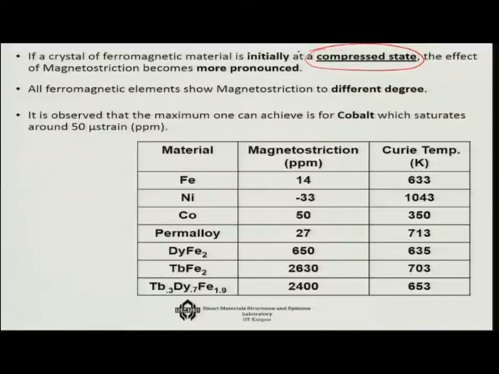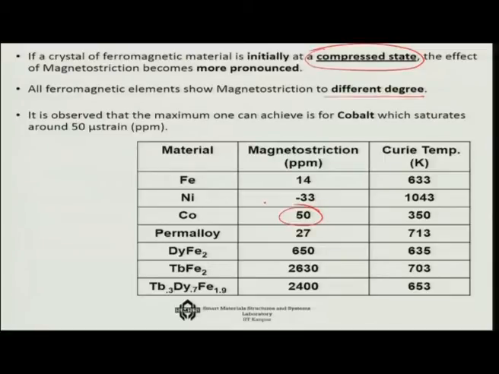All ferromagnetic elements show magnetostriction to different degrees, but all of them show it. It is observed that among the general ferromagnetic materials, cobalt shows the maximum magnetostriction, about 50 micron strain, where it saturates. You may see that there are some materials which actually show negative magnetostriction. If positive magnetostriction means expansion, then negative magnetostriction, which is rarer, means that by using a magnetic field you can even contract the system.